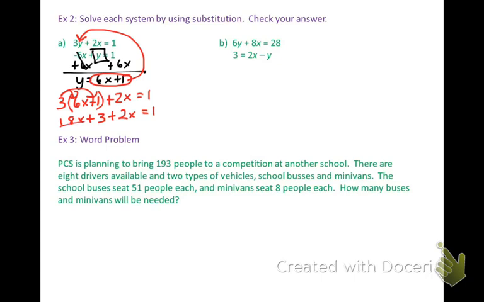Like terms, 18x and 2x go together. They're on the same side. You do the sign that it says. So it's 18x plus 2x is 20x plus 3 equals 1. So I subtract 3. So 20x equals negative 2 divided by 20. So x equals negative 1/10.